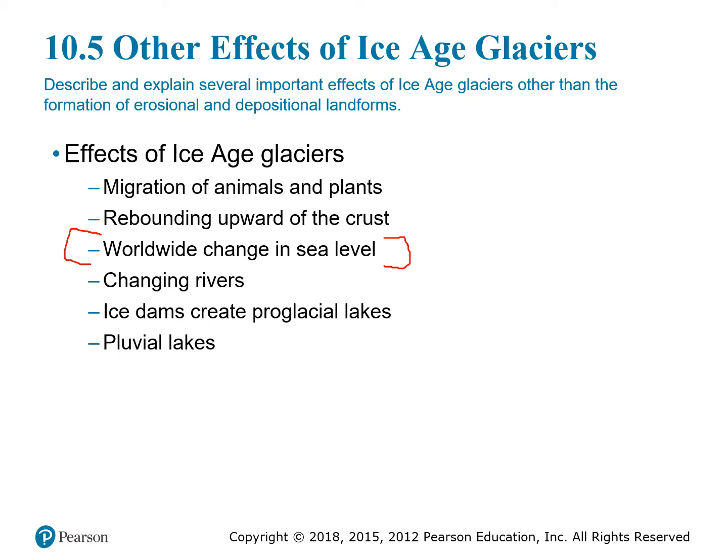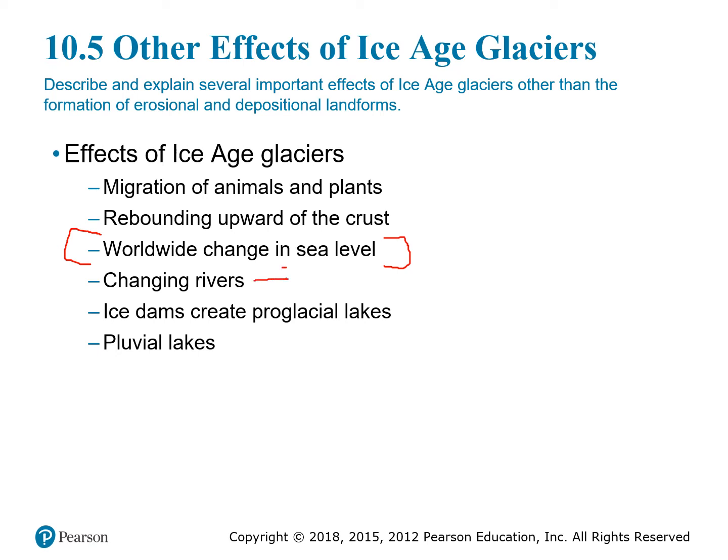And just as an example, if the ice sheet in Antarctica melted and was added to the ocean, sea level would rise about 56 meters or 180 feet. And that would be disastrous for a place like Florida.